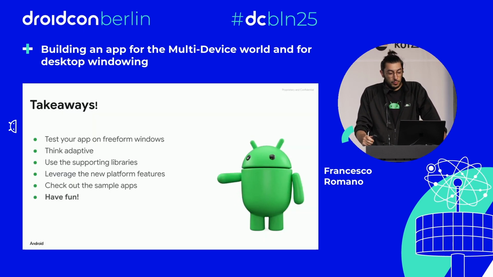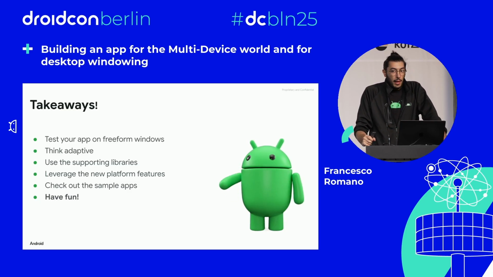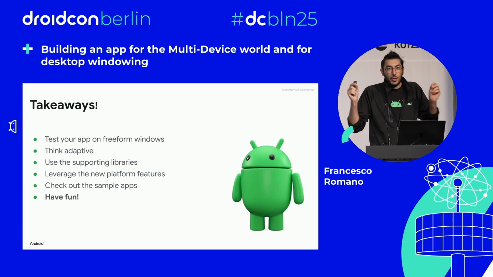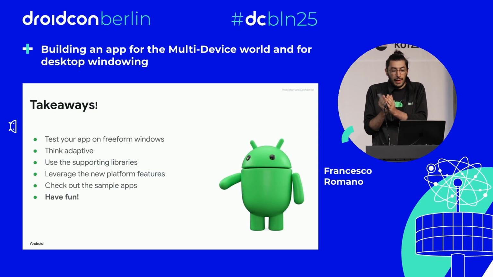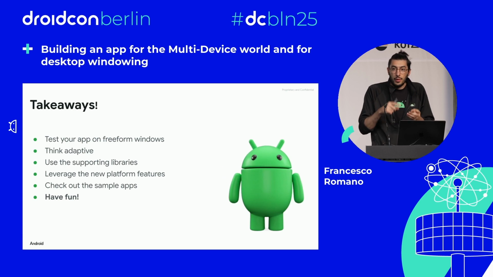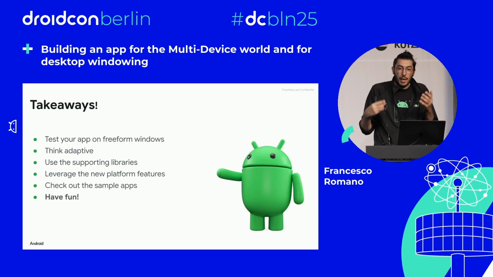Okay, a few takeaways. Try the desktop windowing experience. See how your app actually behaves in this environment. And think adaptive. You know, resizing, for example, can happen all the time. It can happen in desktop windowing, but also when you unfold a foldable device or when you enter split screen mode. So shift the whole logic to rely on the window sizes, not on the display sizes.